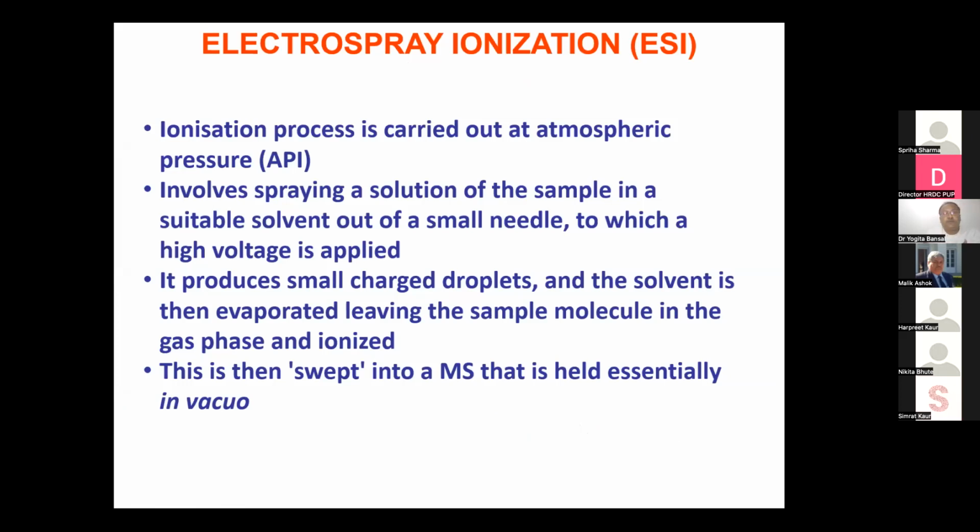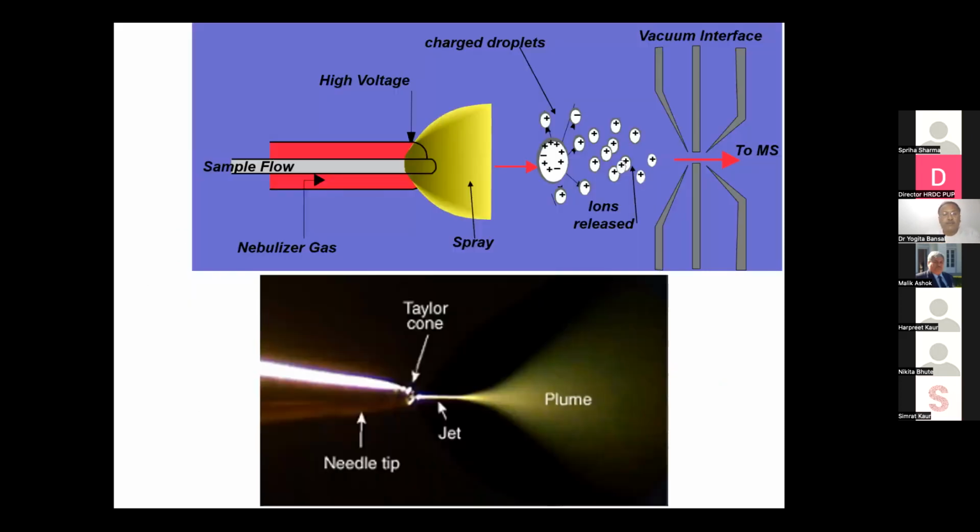Although the application of APCI is limited, electrospray ionization is again a revolutionary technique developed in chromatographic analysis. It was developed by Fenn, a scientist who was conferred the Nobel Prize for this invention. The ionization process is carried out at atmospheric pressure, and it involves spraying a solution of the sample in a suitable solvent. The process is the same.